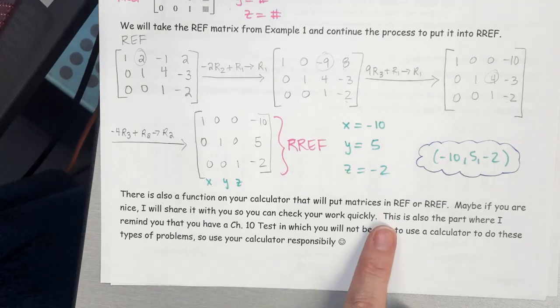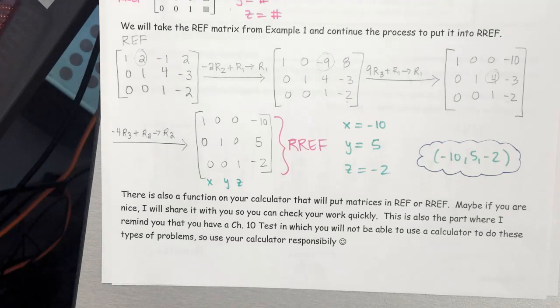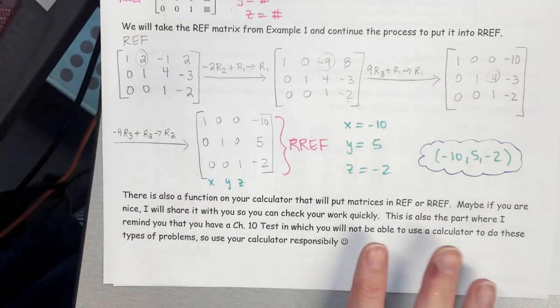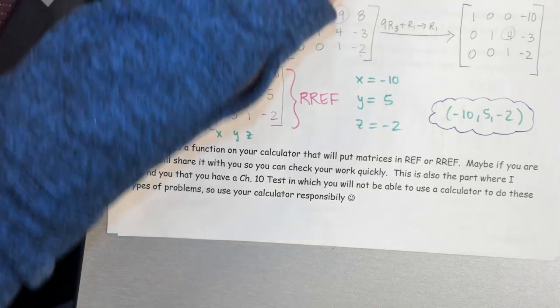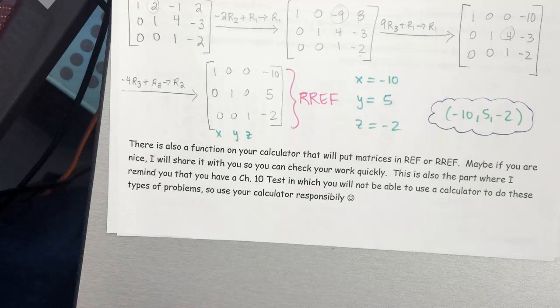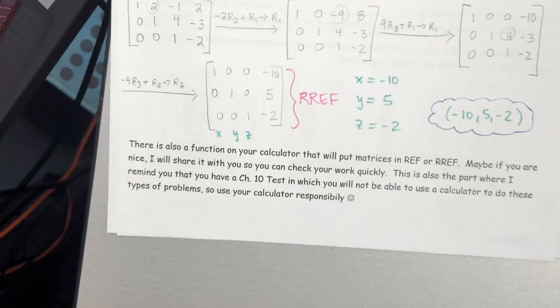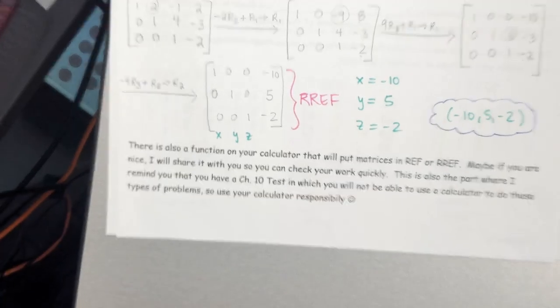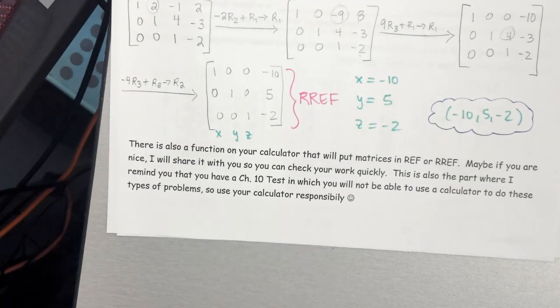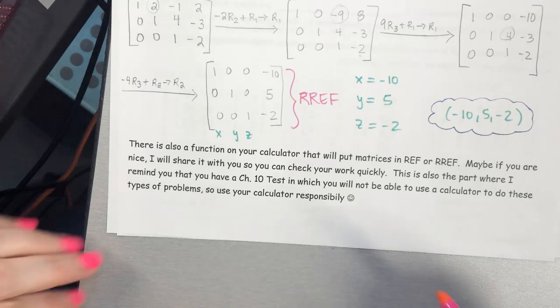Okay, and then I am going to show you this, just not today, but there's a function on your calculator where you can double check to make sure they're in the right form. I know you guys will be nice and sweet, so I'll share that with you so you can check the work quickly. And then your chapter 10 test is going to be next week. We're going to take it in 2 parts. There's going to be one part where you can use a calculator and one part where you can't. So just make sure that you are using it responsibly.